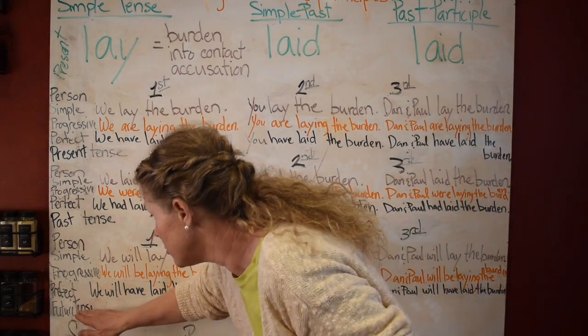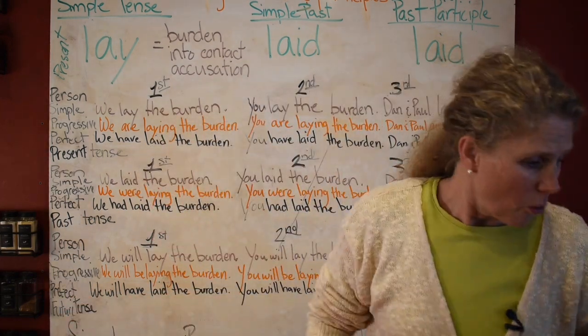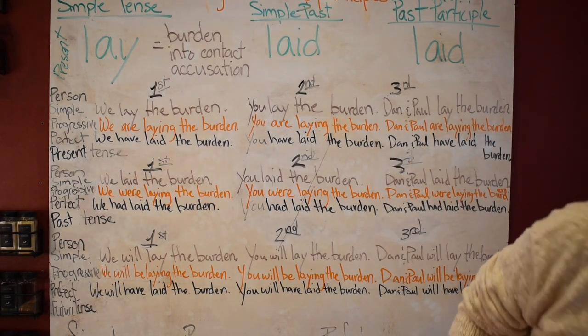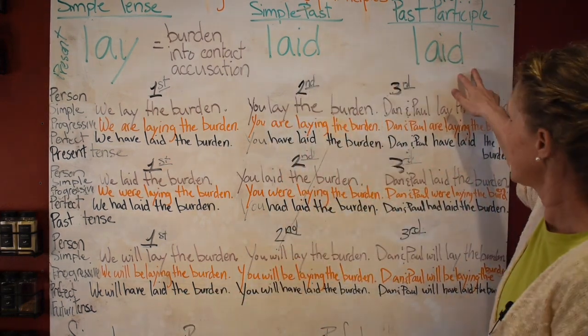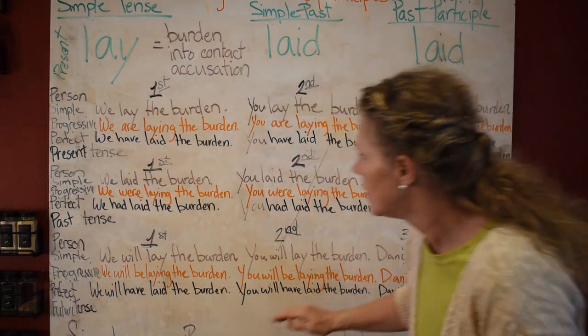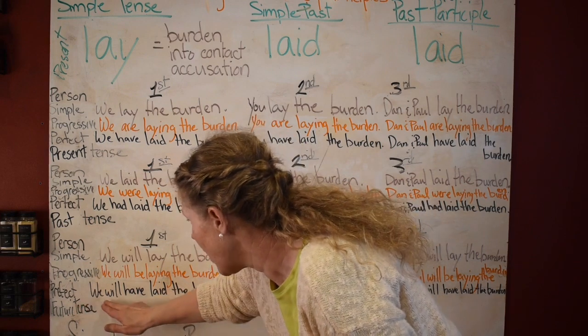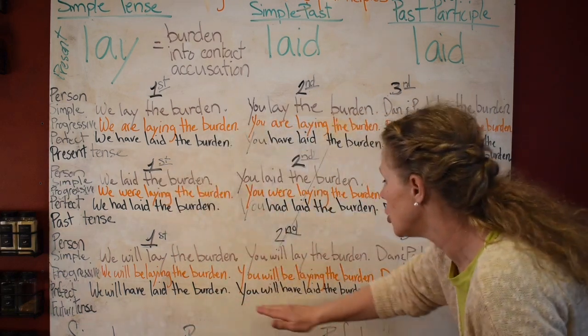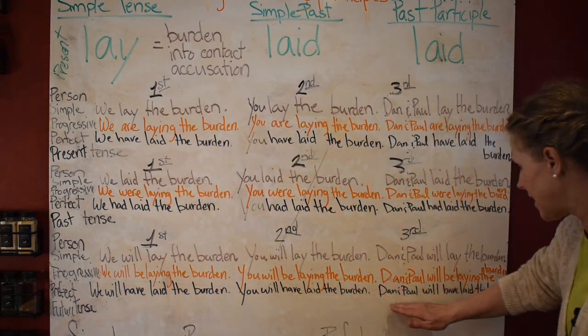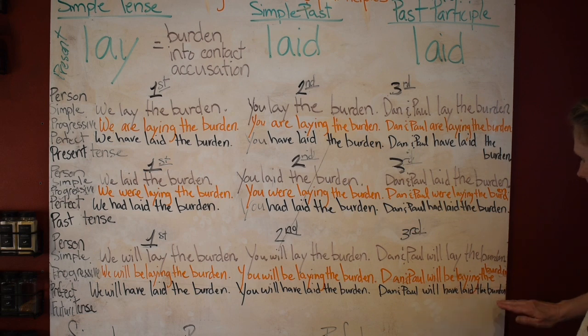Now, future perfect. Which one are we going to do? Thank you, Daniel. Which one are we going to do? Laid, right? And you have to use will have. We will have laid the burden. You will have laid the burden. Daniel and Paul will have laid the burden.